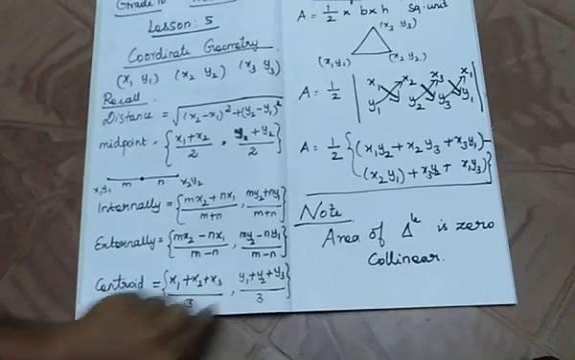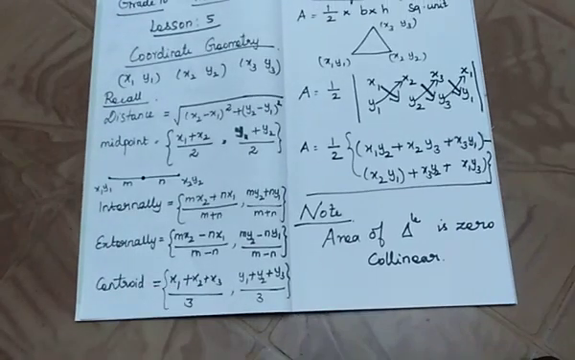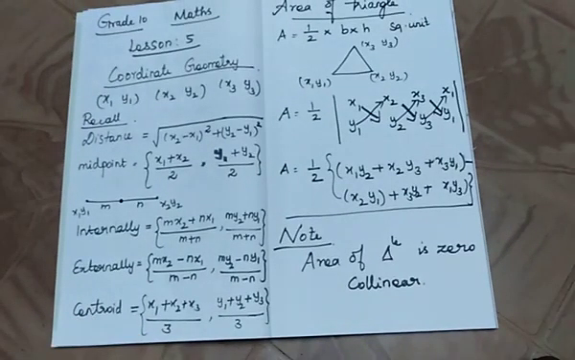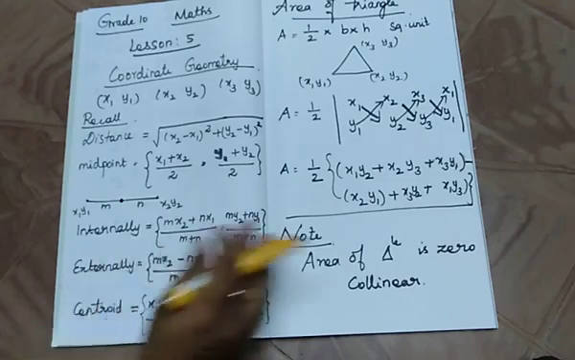The distance, midpoint, internally, externally, centroid. As a topic, we saw the area of a triangle also, isn't that? Now that we have seen the formula, next we will go with the problems. Today we are going to see three problems, that is your example 5.1, 5.2 and 5.3, based on area of triangle only.